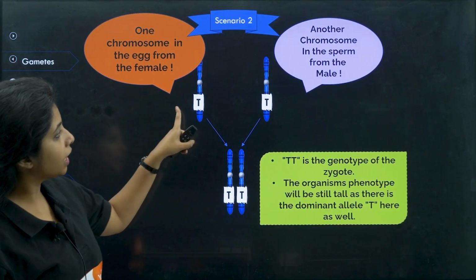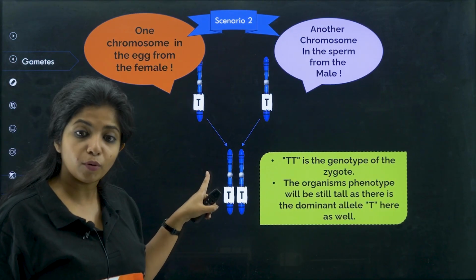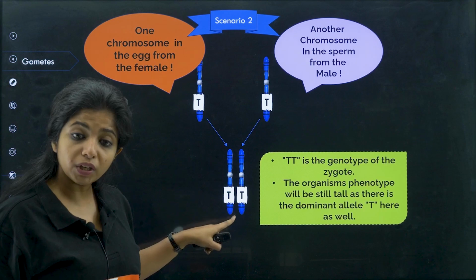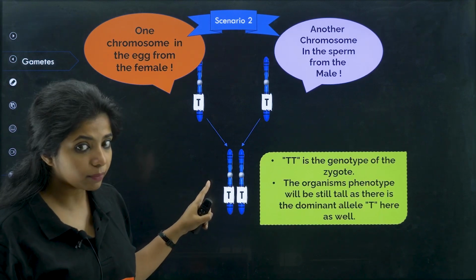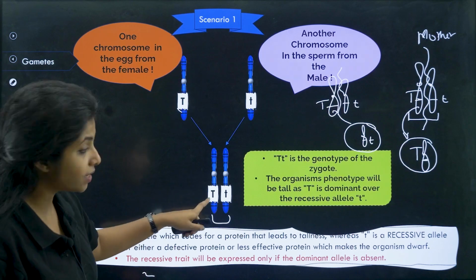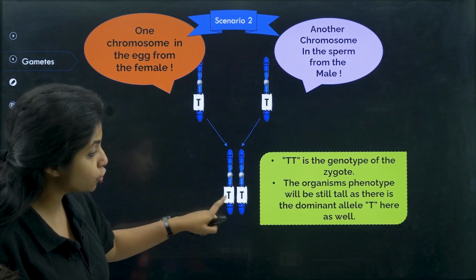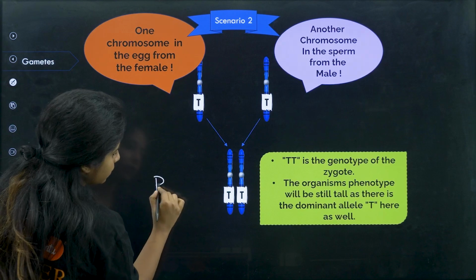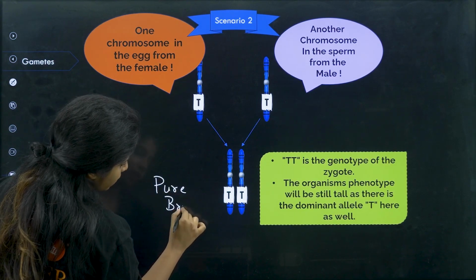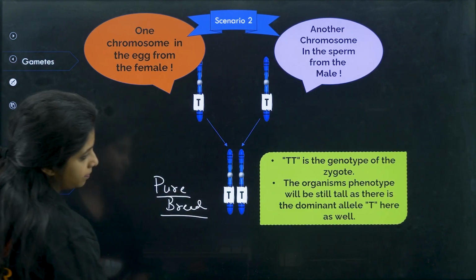Similarly, next condition, I get capital T from both the parents. Over here, what will be the genotype? Capital T, capital T. What is the phenotype? The appearance will be tall only. This is heterozygous, they are different. This is homozygous, tall. And homozygous, I also call it pure breed. Whenever it is homozygous, I also call it pure breed.